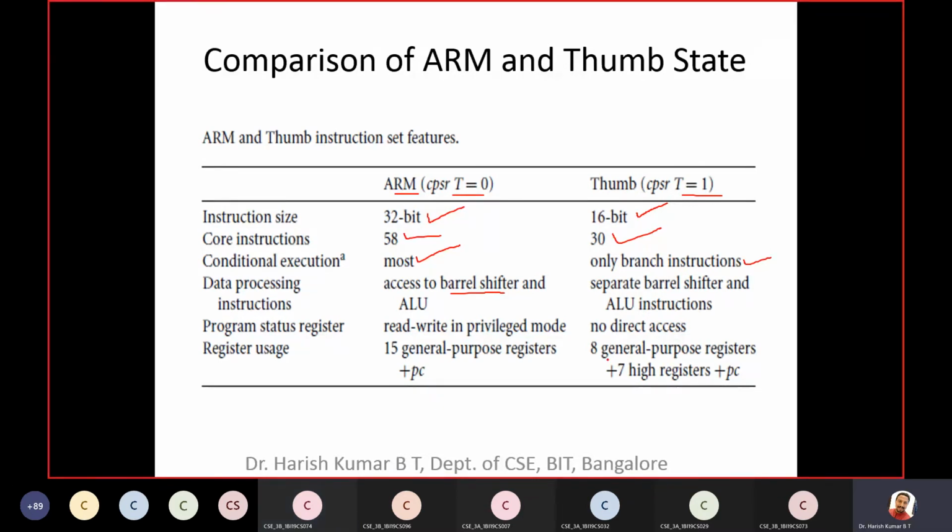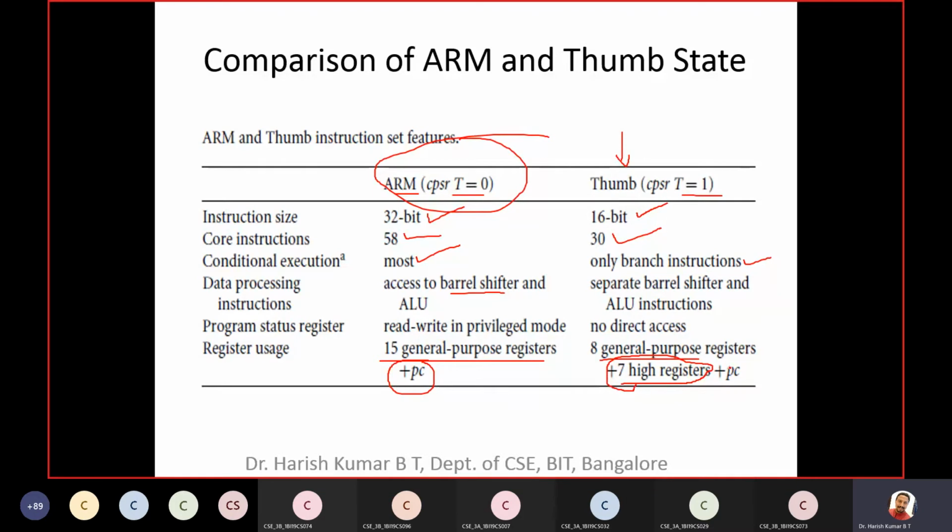And when it is operating in Thumb state, there is no direct access to the CPSR. There is something called privileged mode, which has direct access for reading and writing to the CPSR. And now the registers. When operating in the ARM state, 32-bit state, you have access to all the 15 general purpose registers plus the program counter. But here, it is 8 general purpose registers plus 7 high registers. Even I don't know what those 7 high registers are, because our focus will not be on this. Our focus will be only on ARM plus PC.